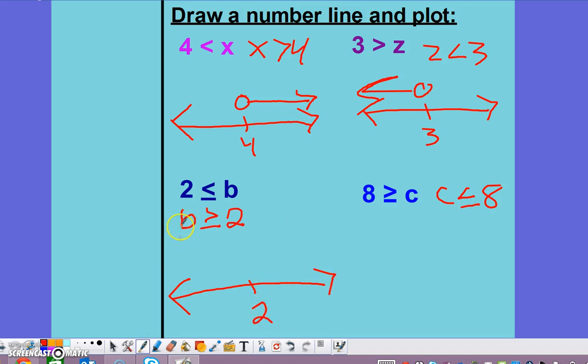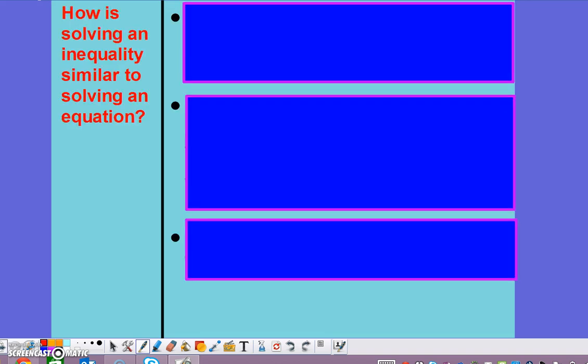Now this time, because b is greater than or equal to 2, I can include the 2 and everything else greater than. And then on my next one, c is less than or equal to 8. I can include the 8 and everything else less than. So hopefully that's been cleared up.